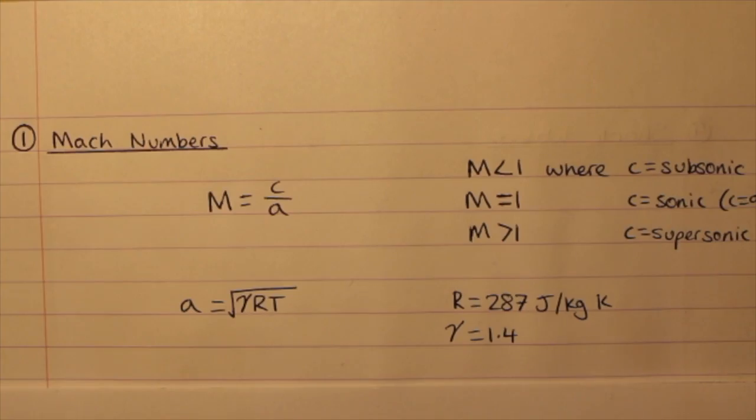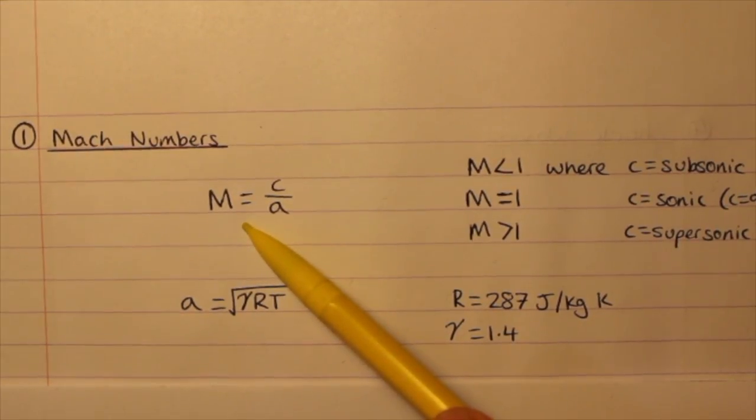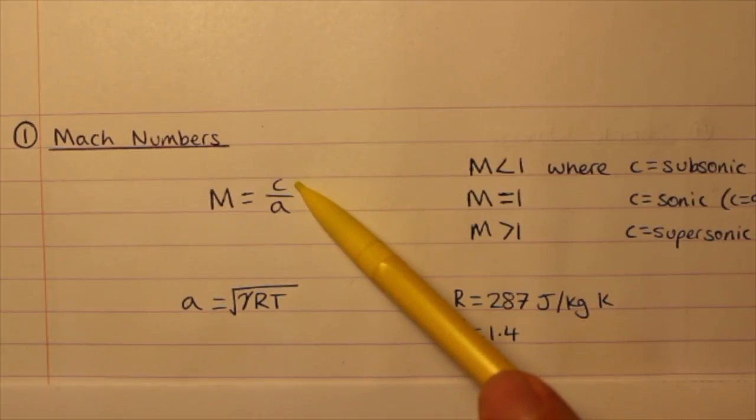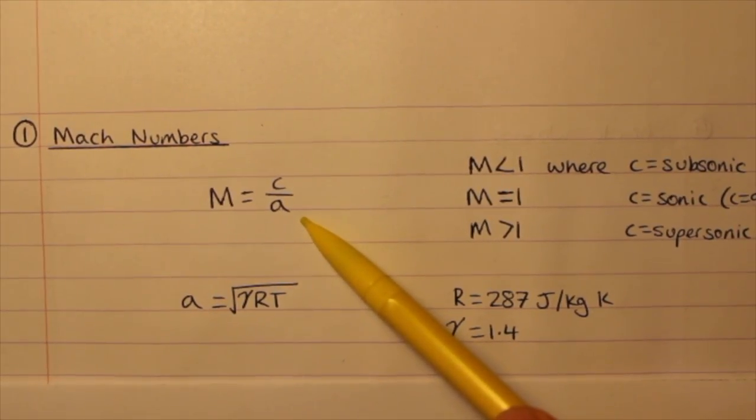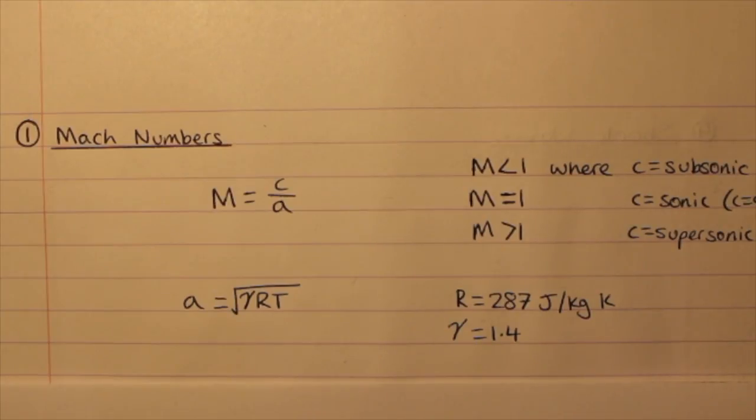So let's begin. So number 1 is Mach numbers. We start with the general equation of a Mach number, where M is equal to C over a. C is the local gas velocity and a is the local sonic velocity. Sometimes a is referred to as the speed of sound, but this changes with temperature and substance, which varies with the value of gamma. Therefore, a is not a constant value.